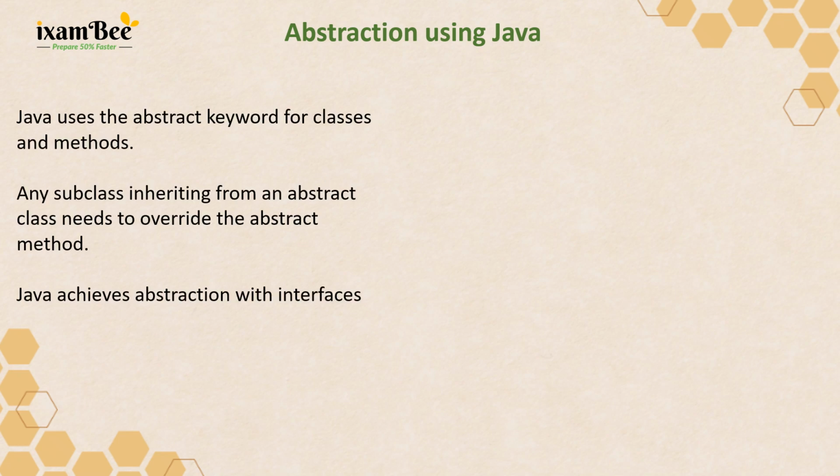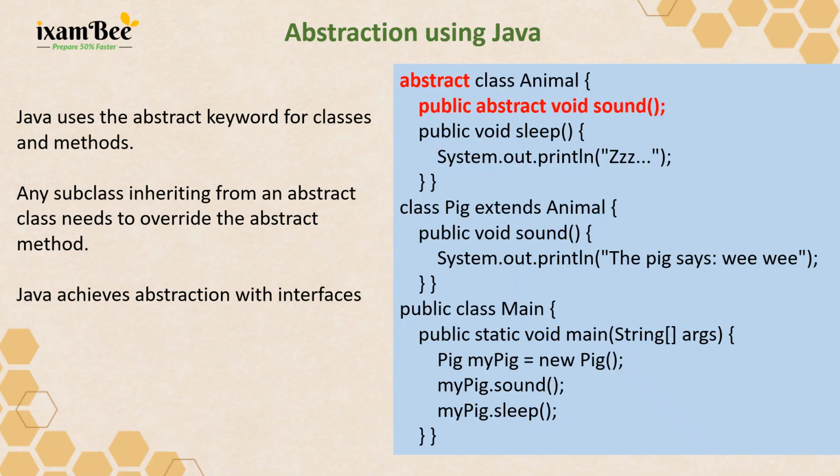So basically, Java uses the abstract keyword for classes and methods. Any subclass inheriting from an abstract class needs to override the abstract method. Java achieves abstraction with interfaces as well. Let us look into an example.